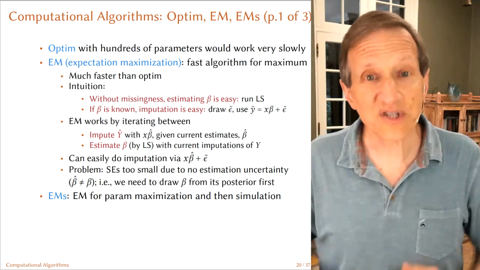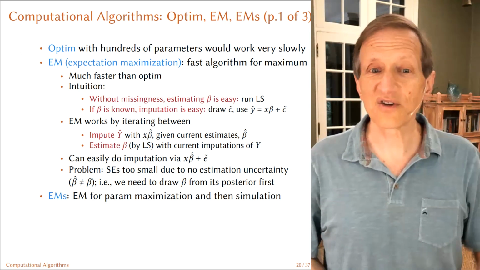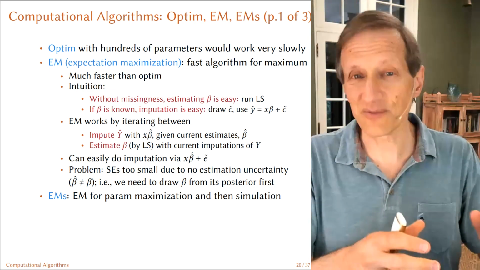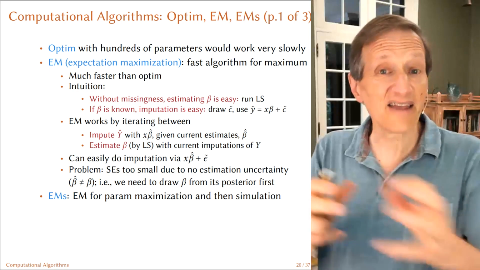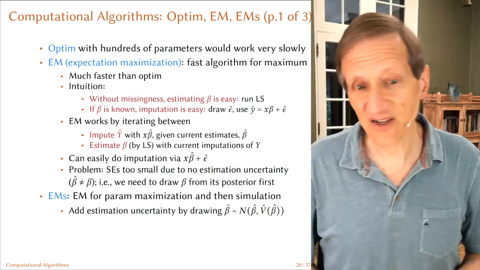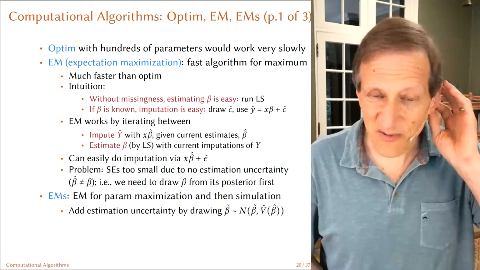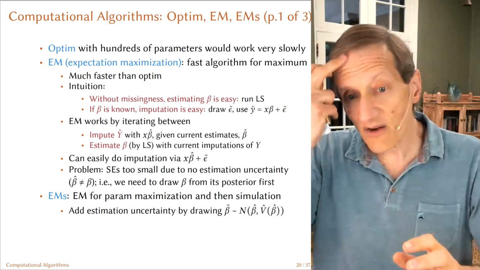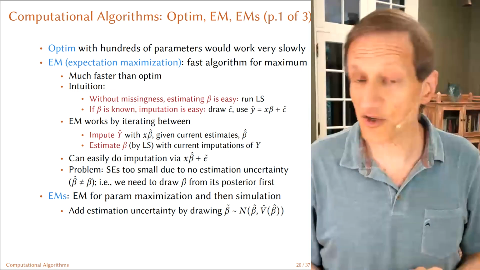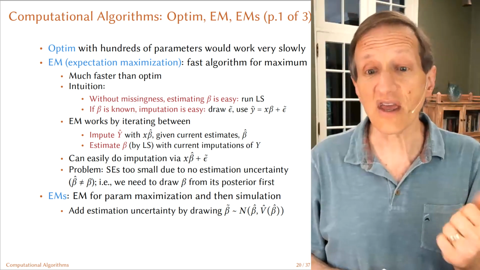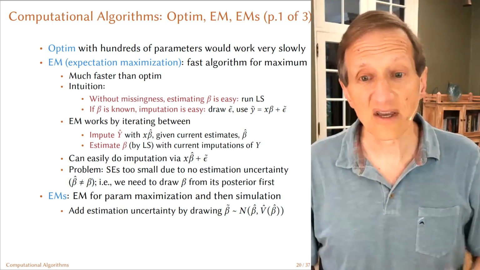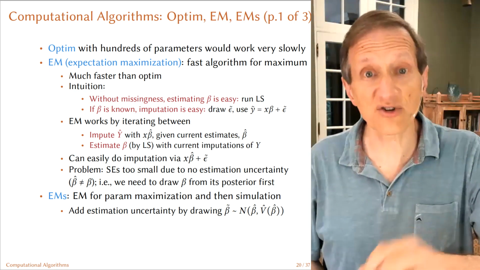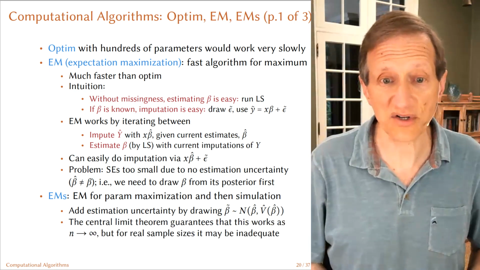So there's another step we can go, which is called EMS, which is EM for parameter maximization, just as we described, and then we can simulate from it. So here's what happens: you add estimation uncertainty by drawing the beta from a multivariate normal distribution, just as we did previously, only the point estimate comes out of EM, and the variance covariance matrix we just have to calculate by brute force.